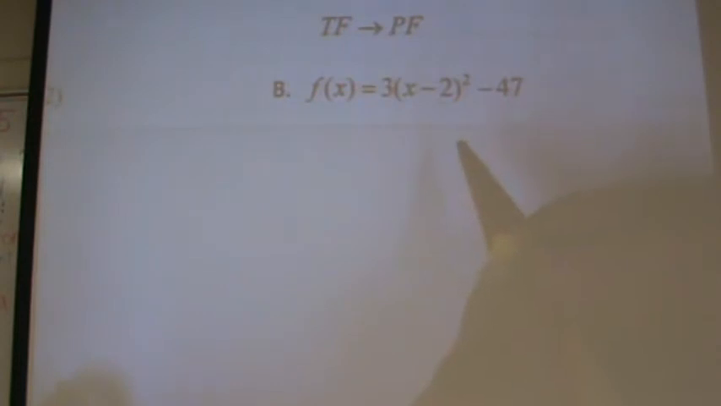This is an example of transformation form. What's so good about transformation form? We get two things from this. We get the axis of symmetry, which is x equals 2. We get the vertex, (2, -47). And the a value if it's up or down. Positive, it's up, negative, down.